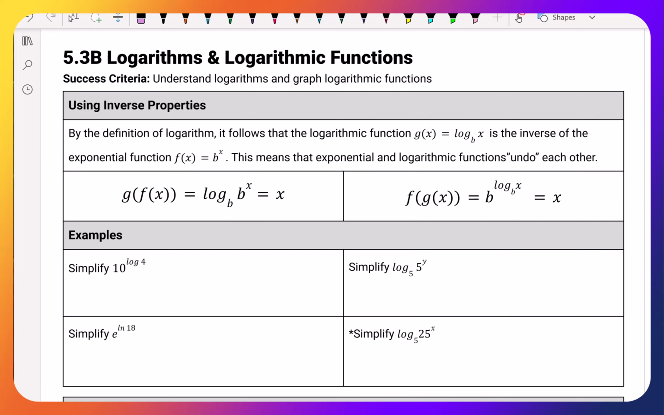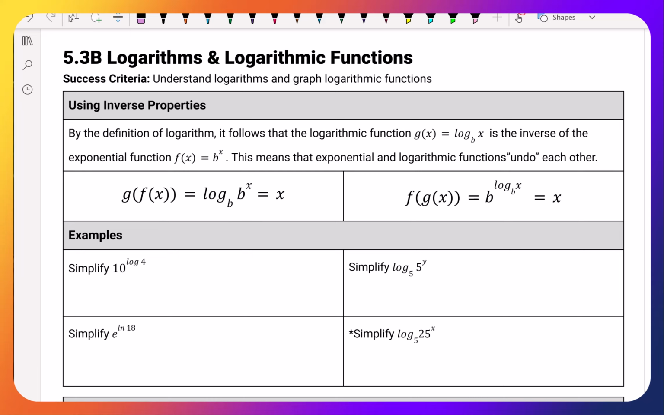Hello, this is lesson 5.3b, Logarithms and Logarithmic Functions. This is a continuation of 5.3a, and in 5.3a we learned how to change from a logarithmic to exponential form and vice versa. So in this lesson, we're going to talk a little bit about inverses, how they undo each other, and how to graph logarithms.